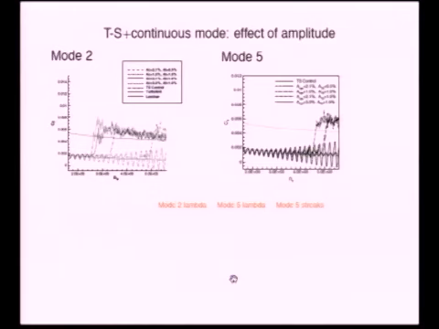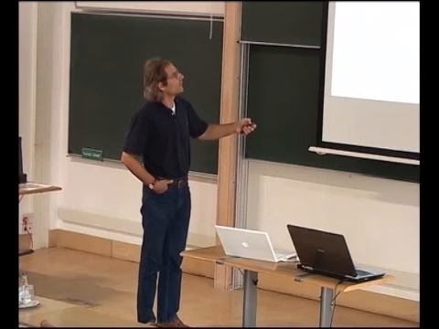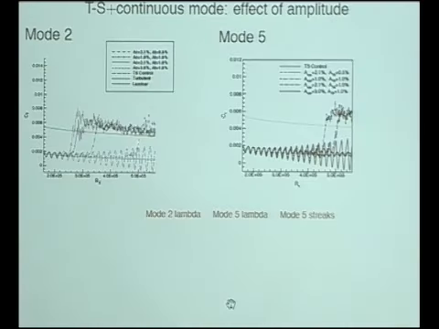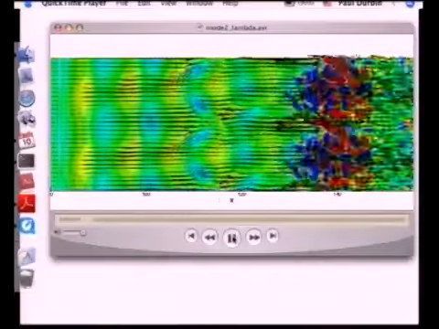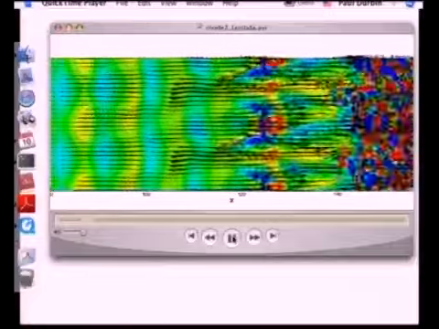Okay, so this is showing how the transition location depends on amplitude, and this is the mode 2 behavior, this is the mode 5 behavior. With zero amplitude of the continuous mode, it would not transition. If you put in a small amplitude, it transitions here, increase the amplitude, and it moves upstream for the mode 2. For mode 5, it would not transition. You put in a small amplitude, it transitions over here. You increase the amplitude, and it delays transition. So you put in a stronger disturbance, and you get later transitions. So that's the difference between mode 2 and mode 5 type of behavior.